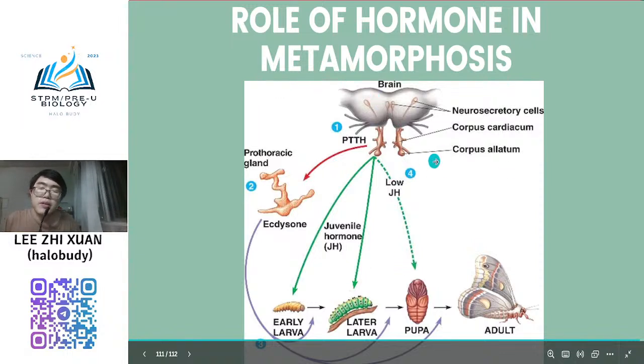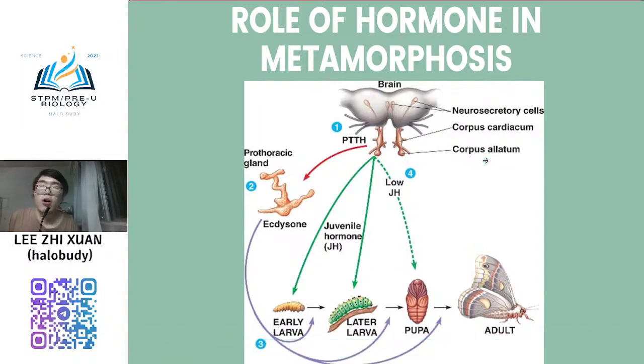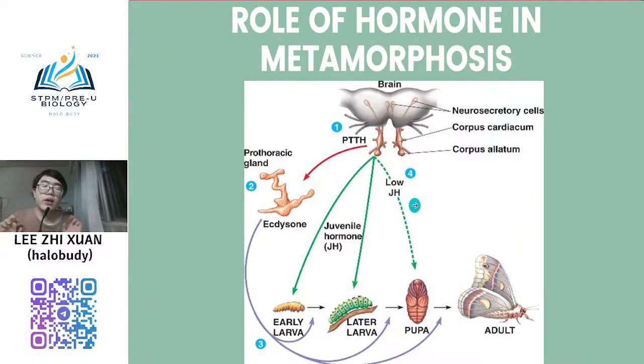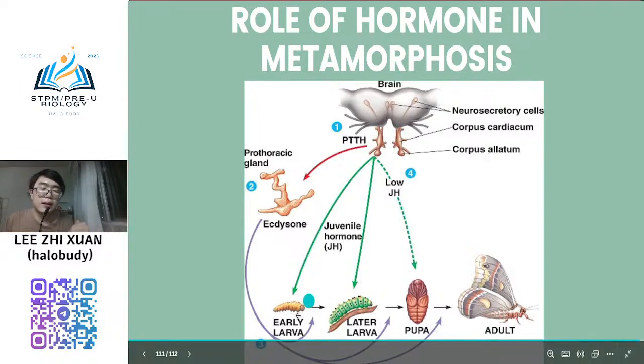And another structure we call the corpus allatum, or in other books they say endocrine gland. The corpus allatum will secrete the juvenile hormone. Juvenile hormone is the hormone that will inhibit the process of metamorphosis. So juvenile hormone causes inhibition of adult characteristics and retention of larval characteristics. Juvenile is like remaja, right? So they will maintain their remaja. In the caterpillar, it will maintain the caterpillar stage only.